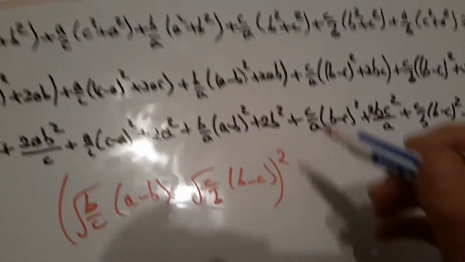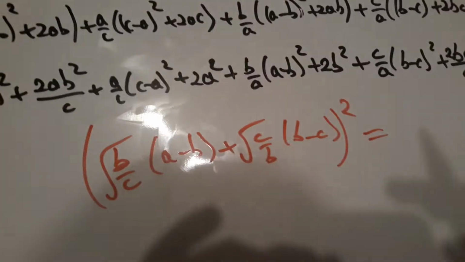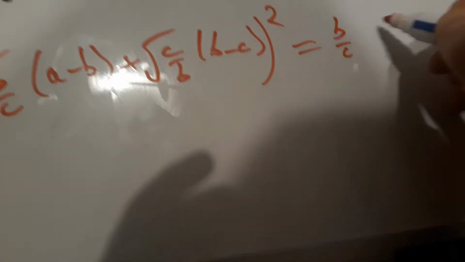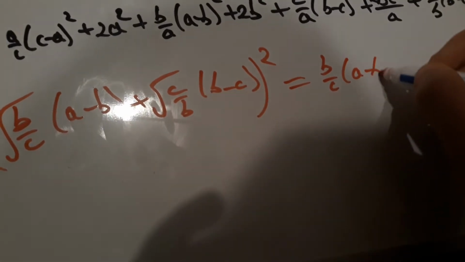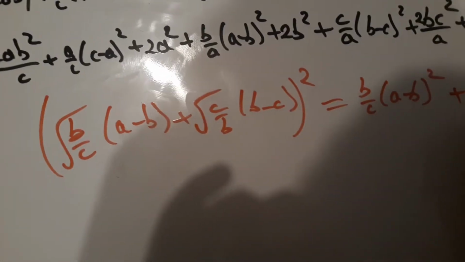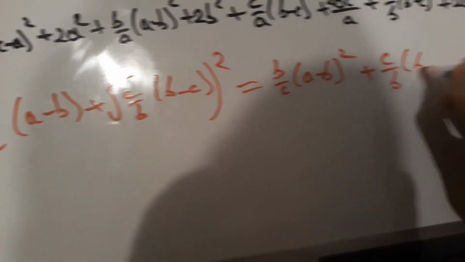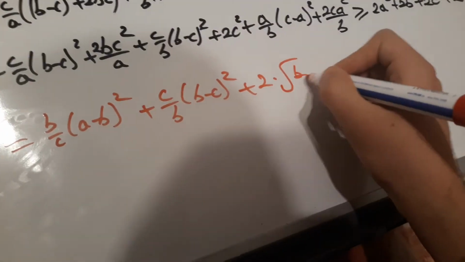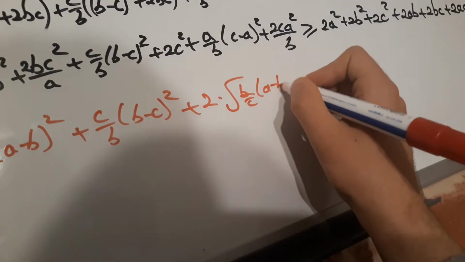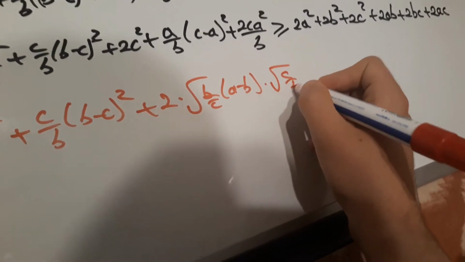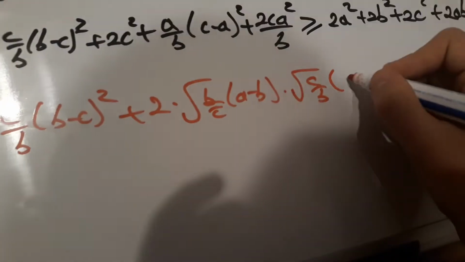It's still ugly, I know, but let's decompose it. So we have this term squared, b over c times (a minus b) all squared, and then plus, from here, c over b times (b minus c) squared, and then plus 2 times, in our case, the square root of b over c times (a minus b), and now times this one, the square root of c over b times (b minus c).